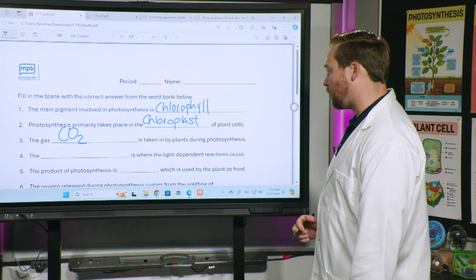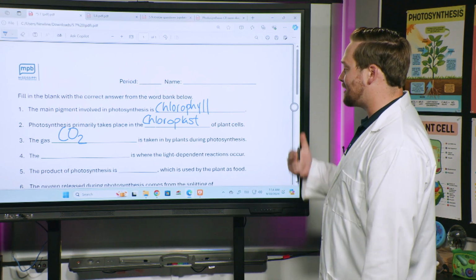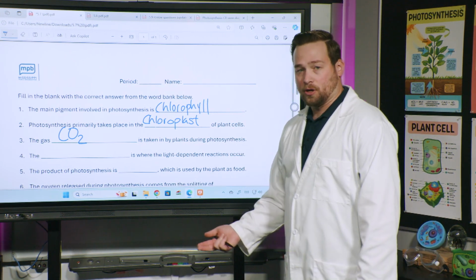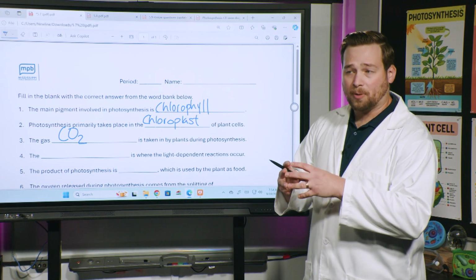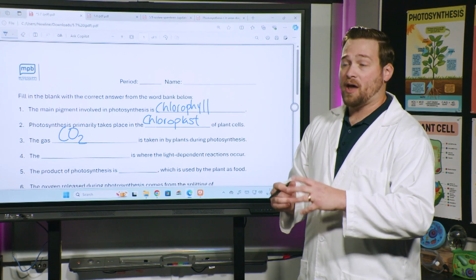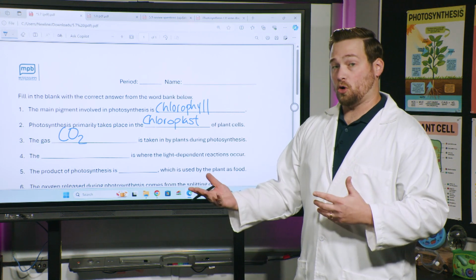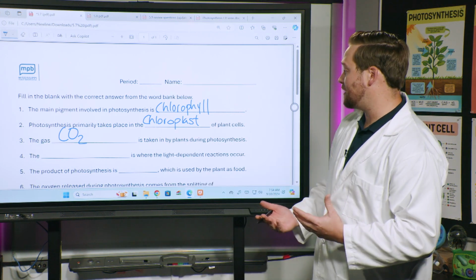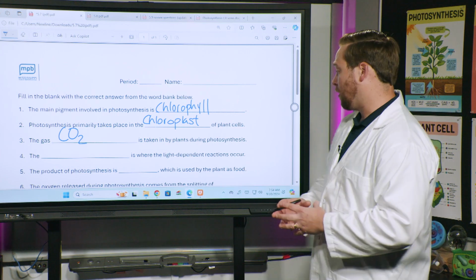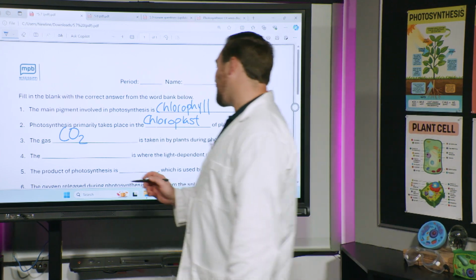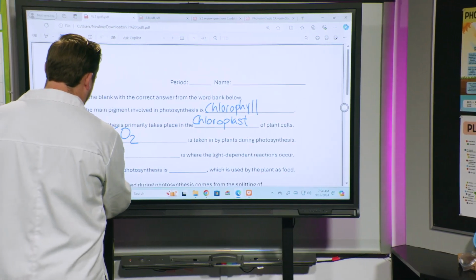Let's go to the next one, number 4. The blank is where the light-dependent reactions occur. So inside of the chloroplast, there's a couple of different parts. You have the thylakoid and the grana, and you also have the stroma. Out of those 3, where are the light-dependent reactions happening? Well, that's happening in the thylakoid membrane, okay?